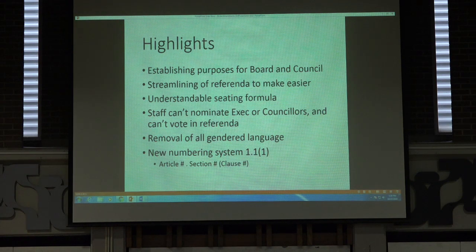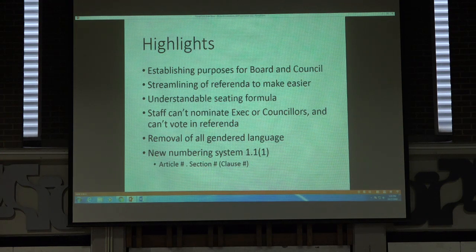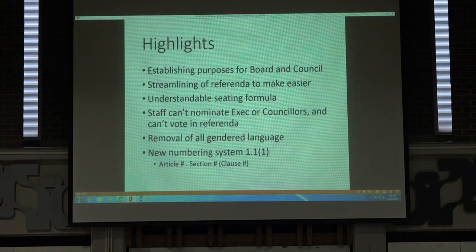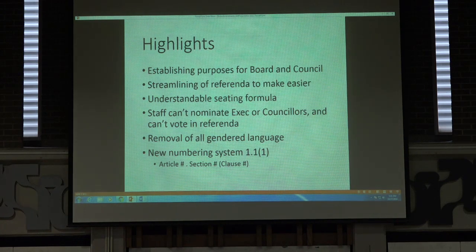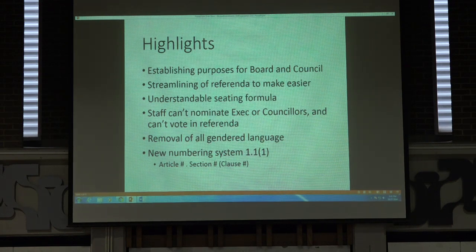We changed the seating formula for council so it's actually understandable. I know we have a lot of math students at this university, but not all of us can read complex formulas. So this is now actually readable. We've also removed staff power to nominate executives and councillors. There was some discussion around this. They can also not vote in referenda. We just generally see this as sort of an accountability improvement.